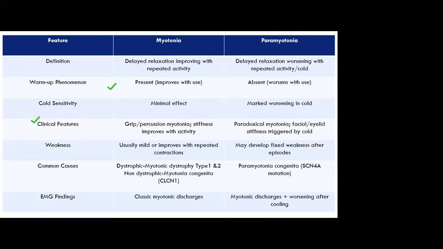Common causes of myotonia are dystrophic and non-dystrophic. Dystrophic are myotonic dystrophy type 1 and type 2, and non-dystrophic is myotonia congenita, which is secondary to a chloride channel mutation. Whereas paramyotonia is secondary to a sodium channel mutation. EMG findings show classical myotonic discharges, whereas in paramyotonia there are myotonic discharges plus worsening after cooling.